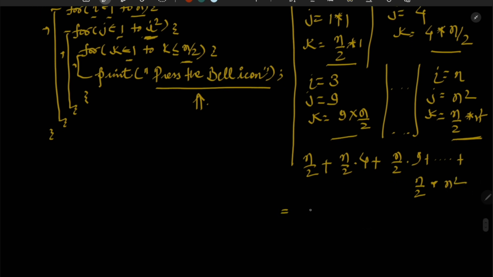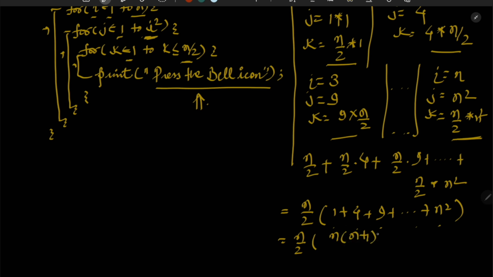So when we simplify it, we take out the n by 2 part, and we have 1, 4, 9, dot dot dot, n square. So when we find the formula for the sum of the squares of the first n natural numbers, this is the formula we have: n by 2, and the formula is n into n plus 1 into 2n plus 1 divided by 6.